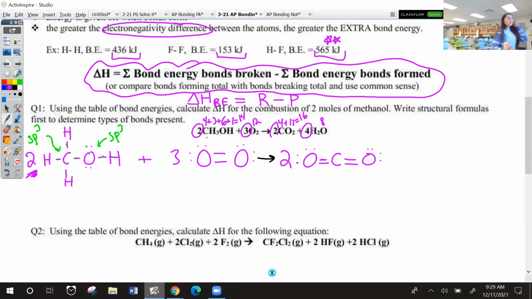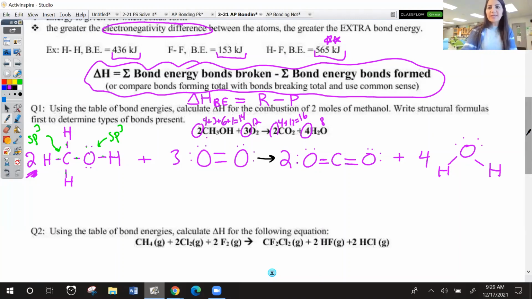Put 2 in there. Okay, so 2 carbon dioxides, and the last one is waters. We remember water, and I always draw water, even though you don't have to. I always like to draw it in its bent shape, just so that we remember. So there's water in its bent shape, and we have 4 of them. Okay, so now all we have to do is our accounting system.